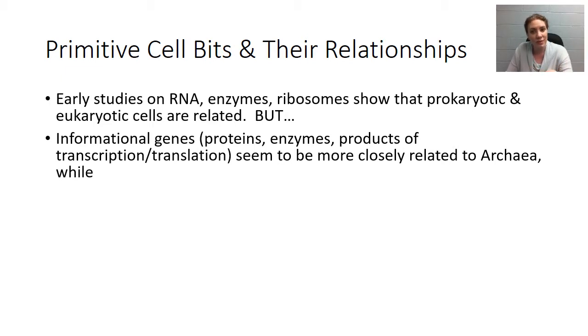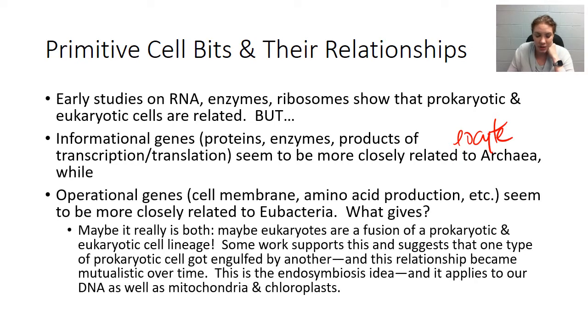And this is kind of surprising. In cell biology, one of the things that we actually look at is the ribosome structure. And it turns out that the eukaryotic ribosome looks almost exactly like the archaeal ribosome. So this is stuff that is kind of in support of the eocyte hypothesis from the previous slide. But here's what's also weird. Our operational genes, the ones that tell us how to make a cell membrane and the ones that tell us how to make amino acids and some of these really fundamental things, they are actually more closely related to eubacteria.